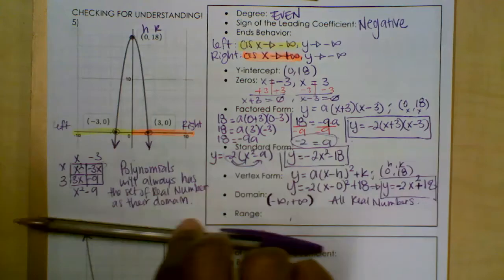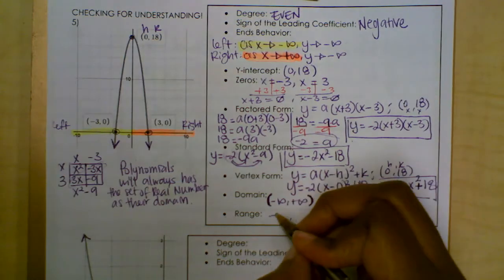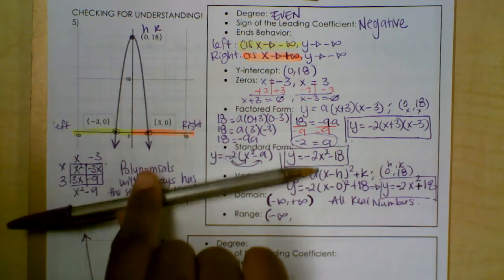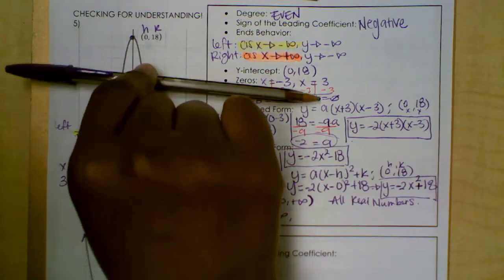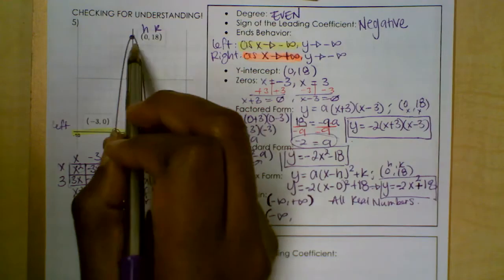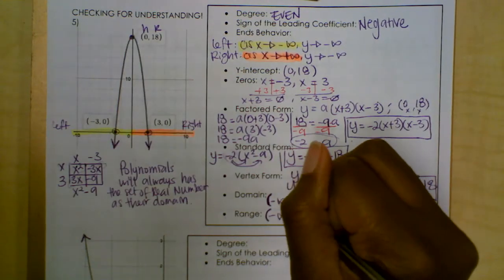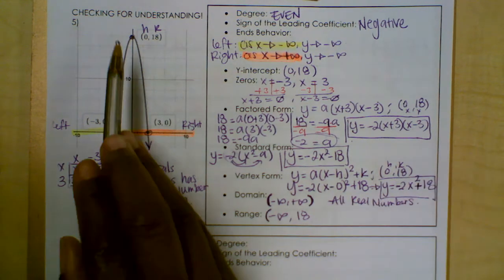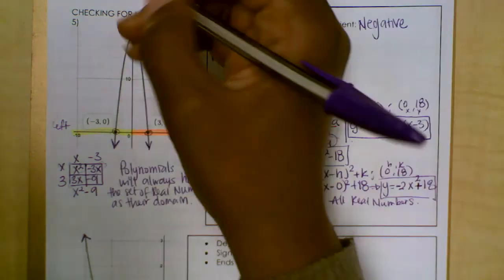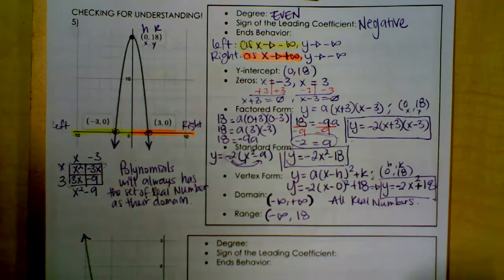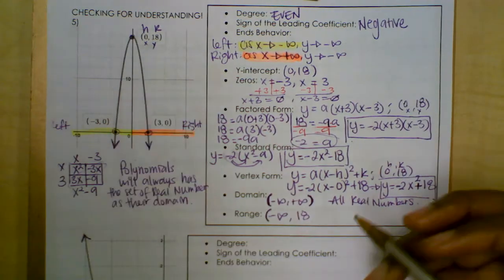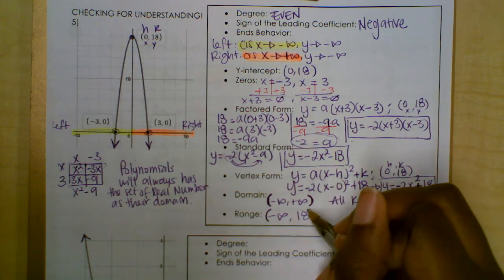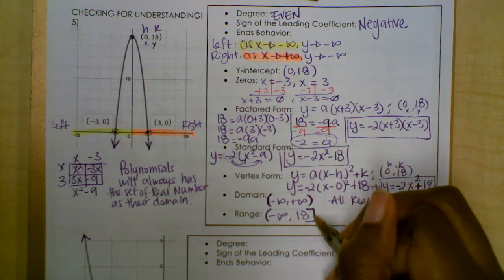So we go from negative infinity, with a parenthesis on it. And the highest y value that this polynomial can have is going to be positive 18. Use a bracket on 18 because y can be 18. We have y equal to 18. Remember, this is x and this is y. y is equal to 18, that's the coordinate of the vertex. So because the y value can be 18, you use a bracket like that.